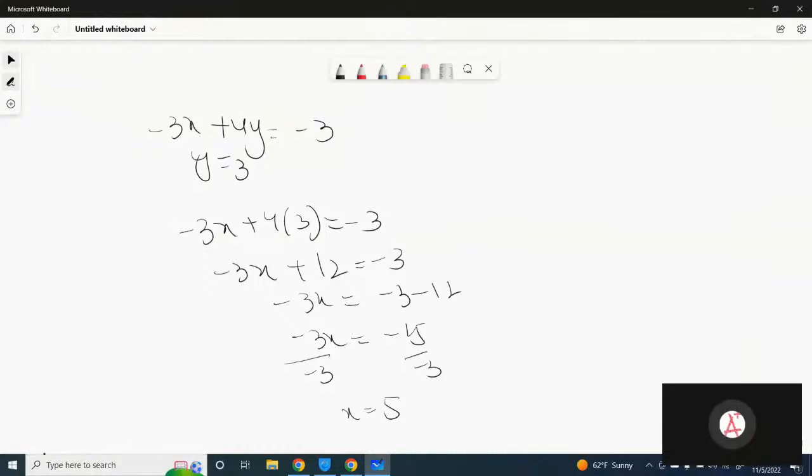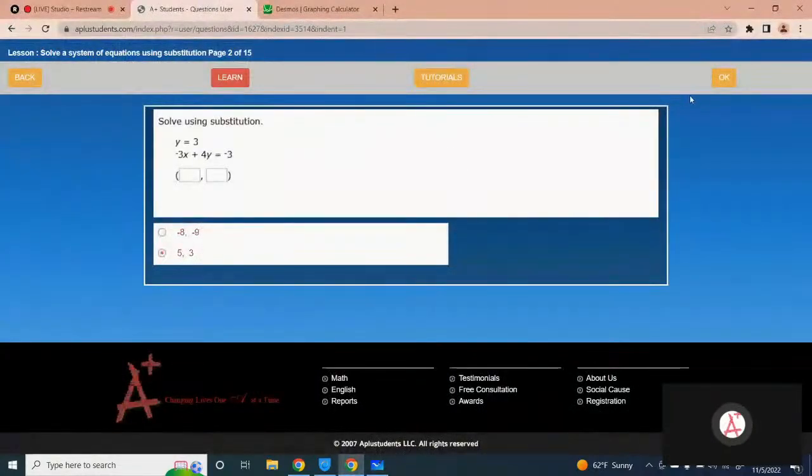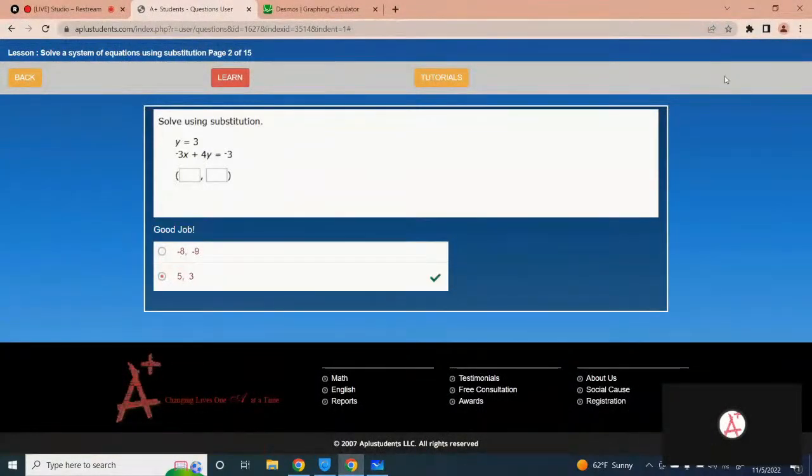Got it? So the correct option is 5 and 3. The point is 5 and 3. First, you always write the value of x, so it would be 5 and 3. Got it? So just select the correct option and click on the OK button.